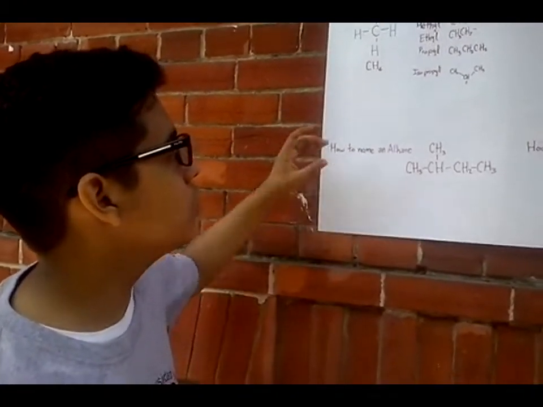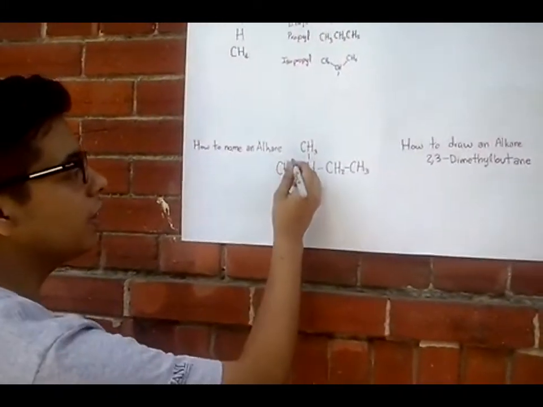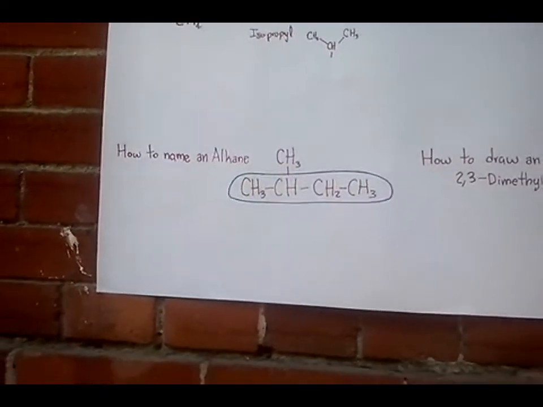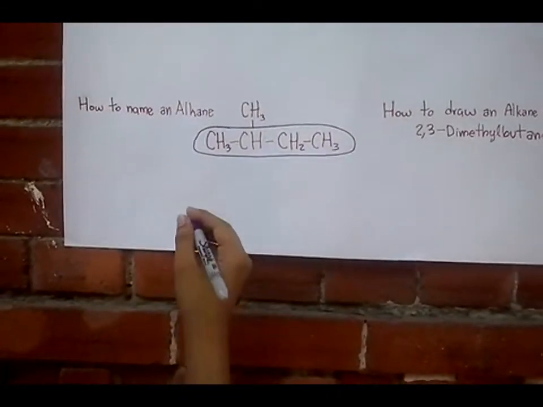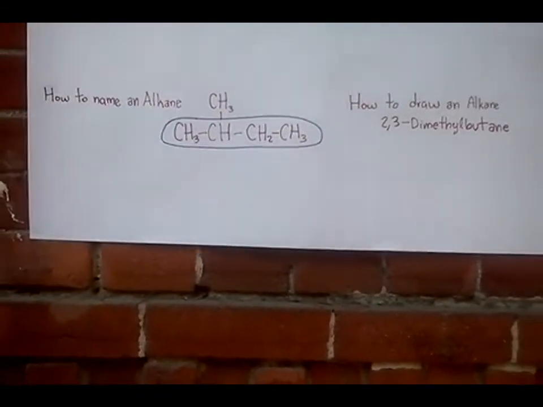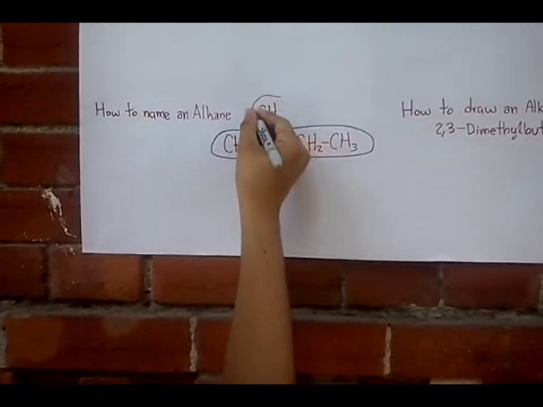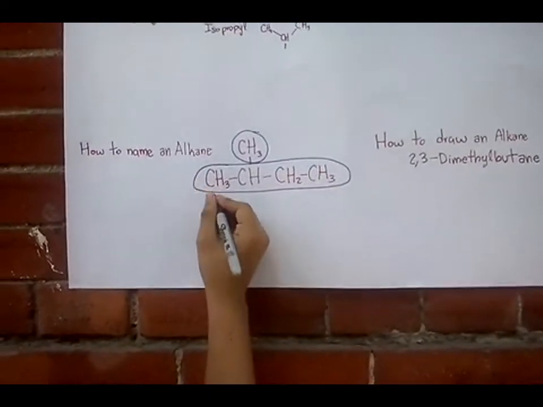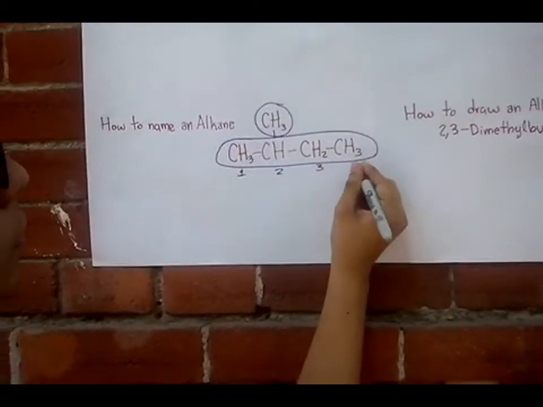Now, we are going to see how to name an alkane. First, we have to identify the parent chain. In this case, it is this one. And then we start numbering from the place nearer to the first alkyl group. In this case, this is the alkyl group, and the place which is nearer is this one. This will be the 1st, 2nd, 3rd, and 4th place.